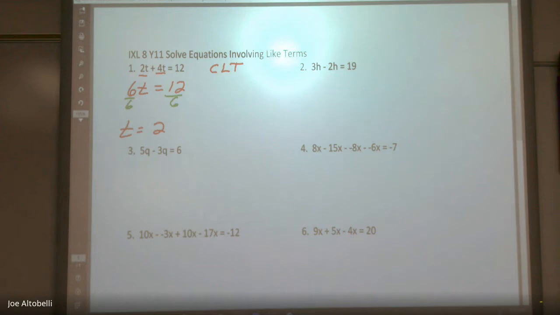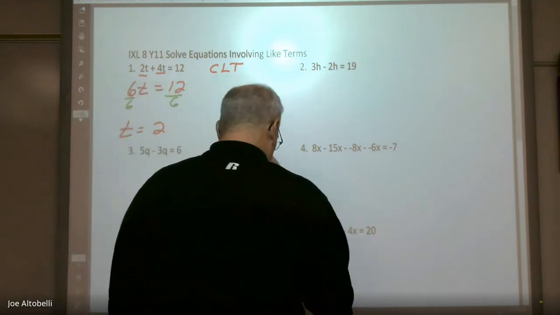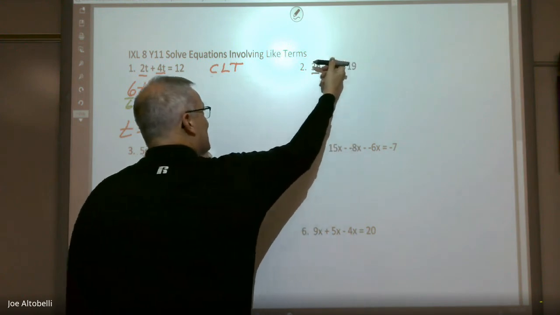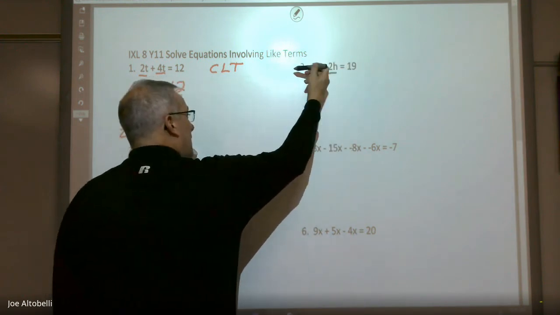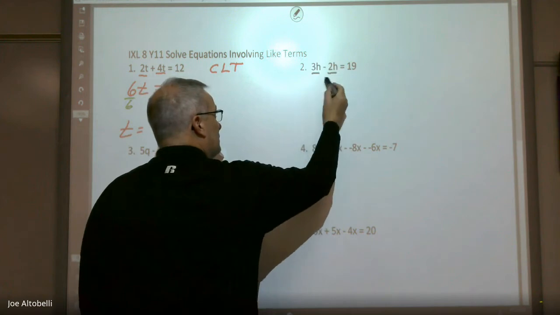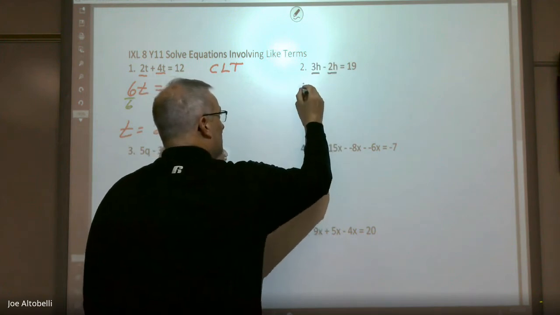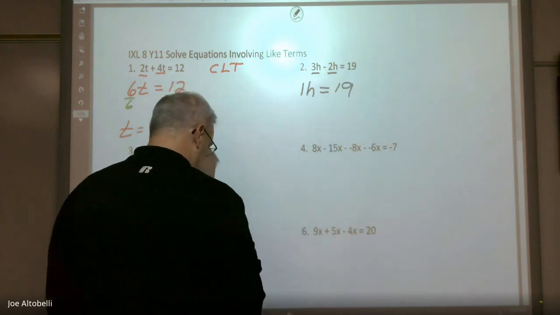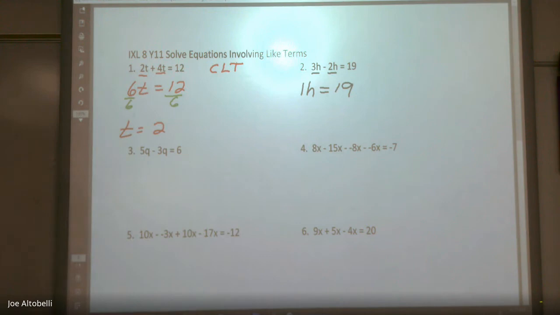Now on number 2, you need to be able to do 3 minus 2, whether you do it in your head or on a calculator, but you got to be able to figure that out. But you also have to recognize that these are like terms. They're on the same side of the equal sign. So I can combine those into one term, and that would be 1h equals 19. You're done. You don't have to divide by 1 because you get 19. Okay, so h is 19. 1h is 19.